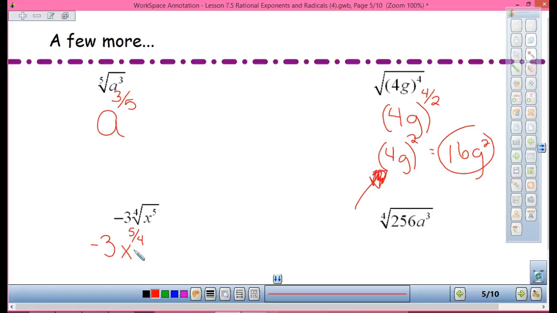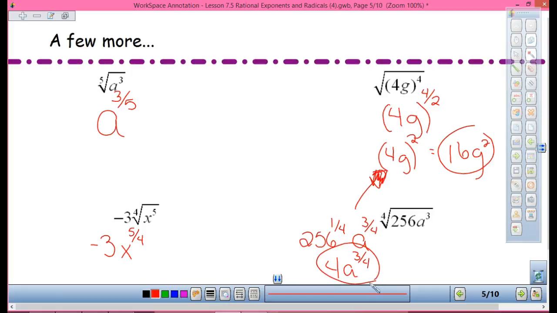Spencer, have you done that last one yet? All right, so you got 256 to the 1/4 a to the 3/4. Is there anything I can reduce? Yeah, my 256 to the 1/4 is 4. So 4a to the 3/4.